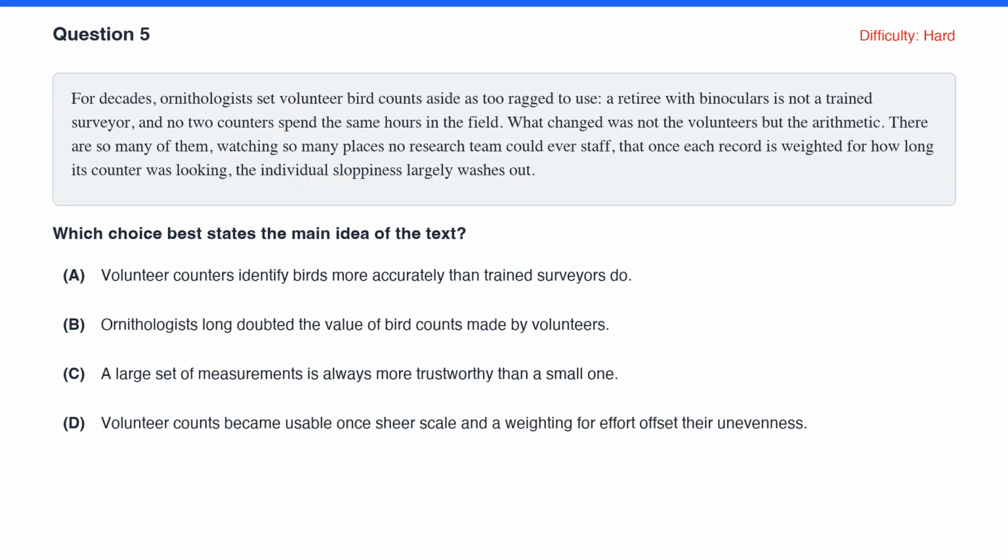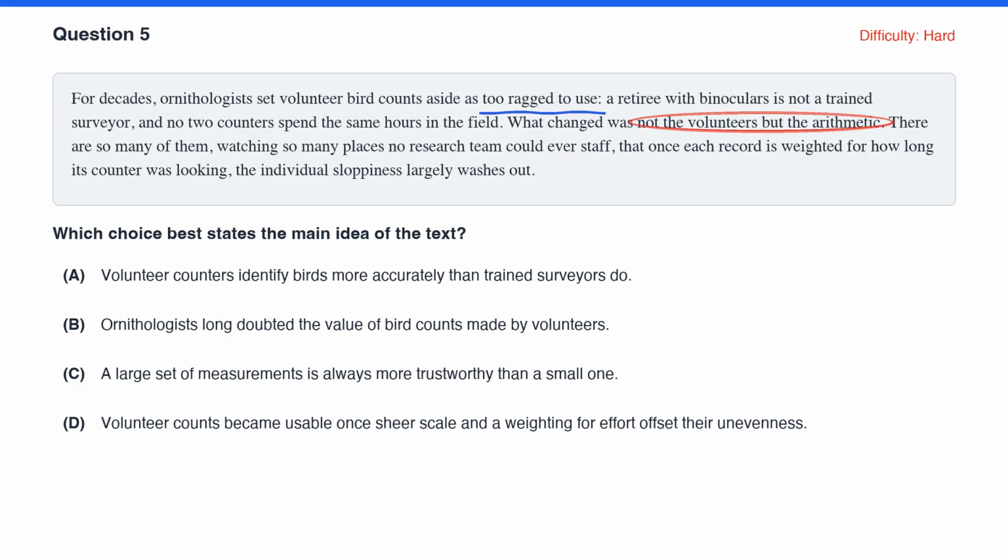next. Question 5. The hardest of the day, and the claim has 2 moving parts. The opening is the old objection. Volunteer counts are too ragged, a retiree with binoculars is not a trained surveyor, and no 2 counters spend equal hours in the field. Then the turn. What changed was not the volunteers but the arithmetic.